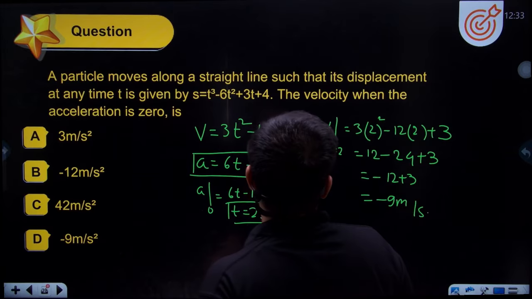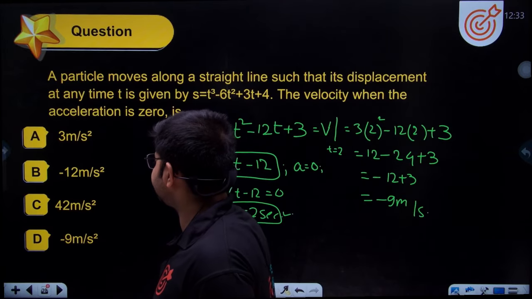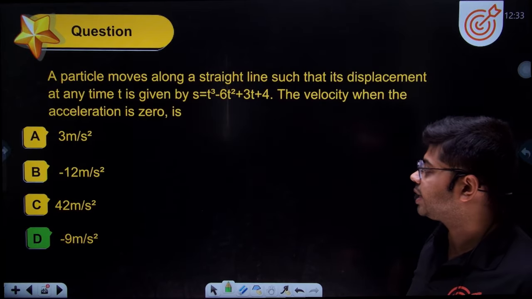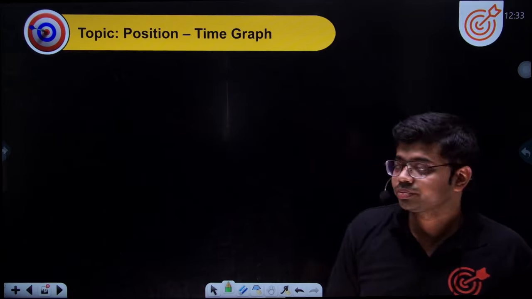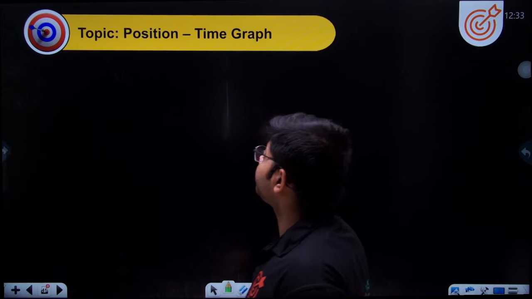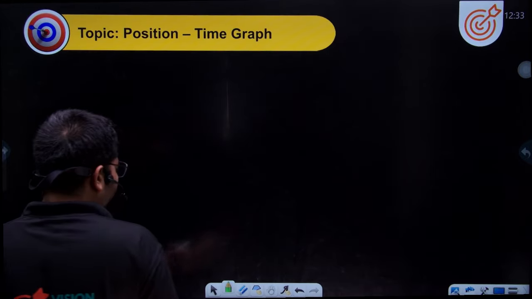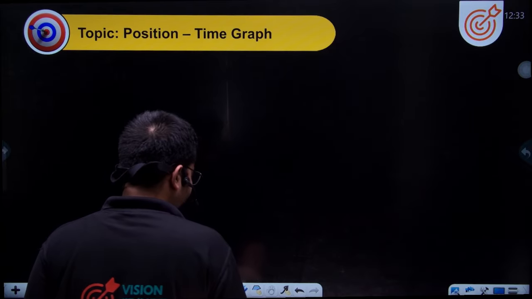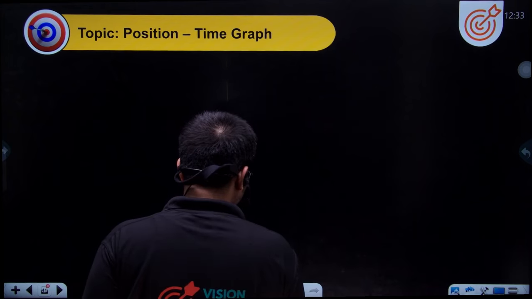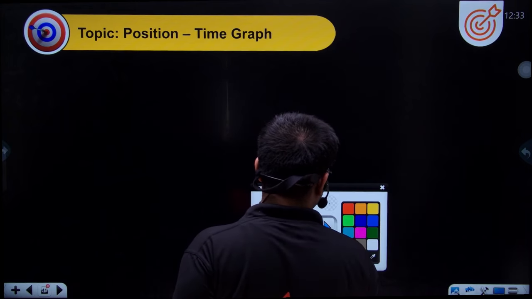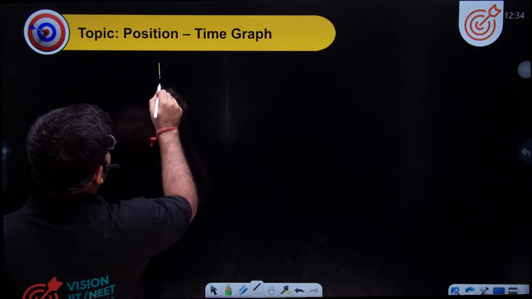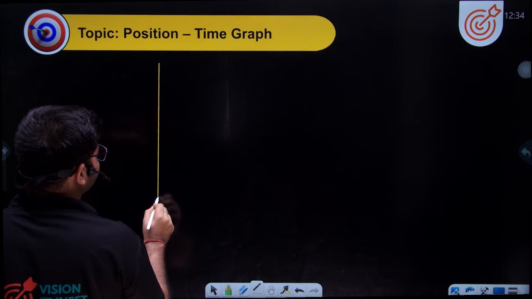Okay. So the velocity when the acceleration is 0 is basically 9 meter per second, right? Now we would like to discuss some very important concepts here. The first and foremost I would like to show you the position time graph. What the position time graph talks about.